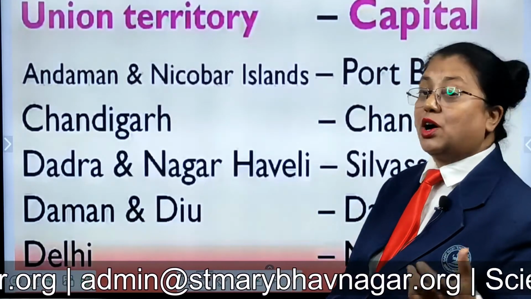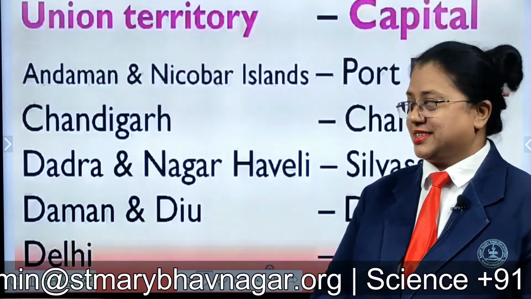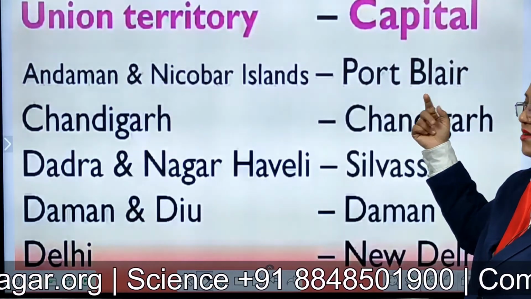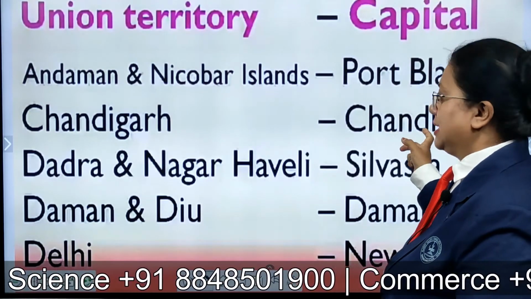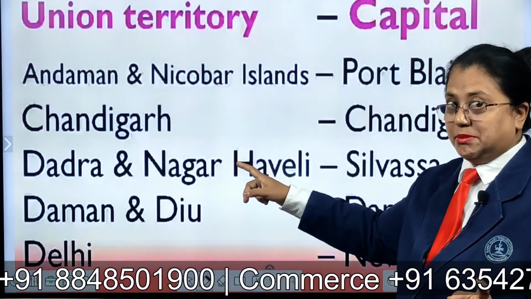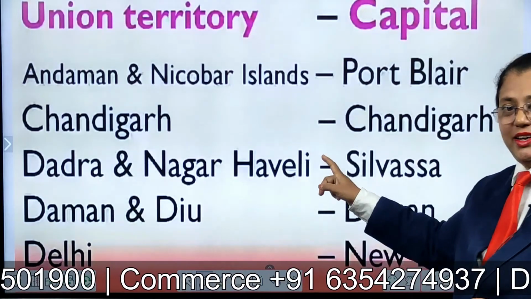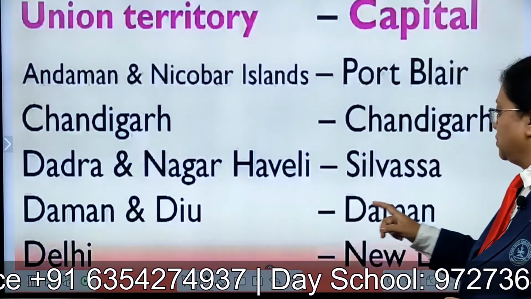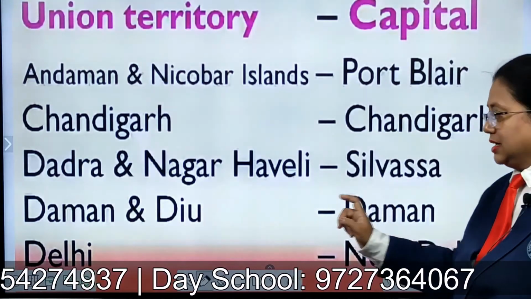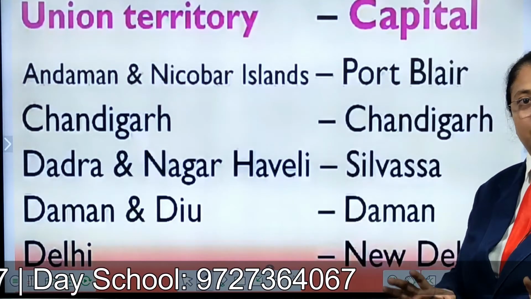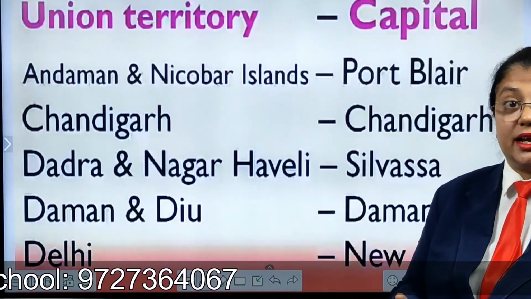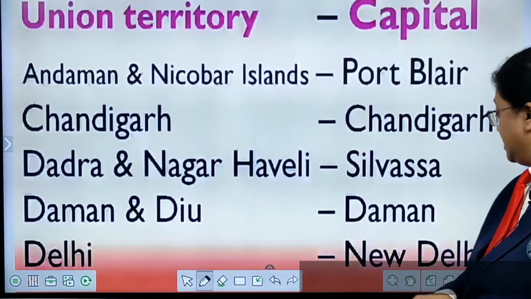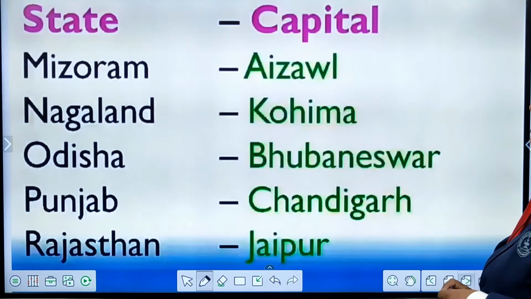Now we go to the Union Territories. Andaman and Nicobar Islands, the capital is Port Blair. Chandigarh. Remember, Dadra and Nagar Haveli, we have Silvassa. Daman and Diu, the capital is Daman. Delhi, the capital is known as New Delhi. From there, the entire country is governed.